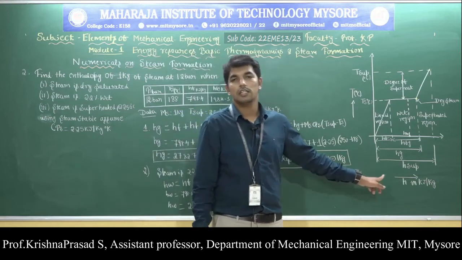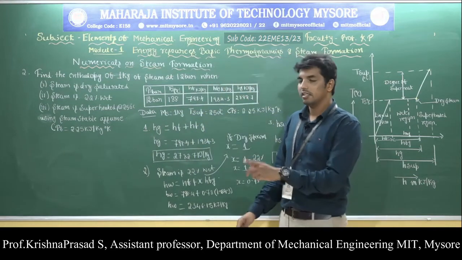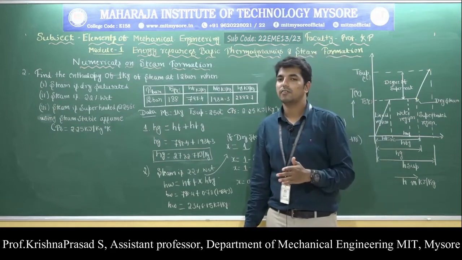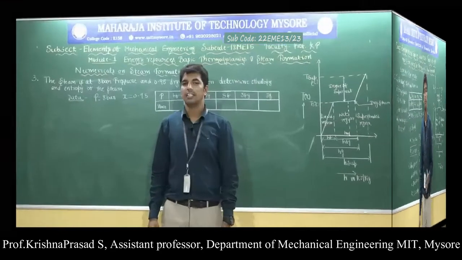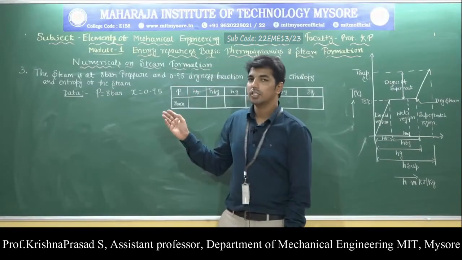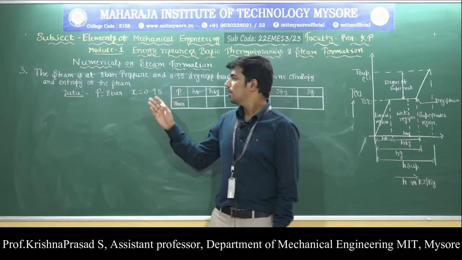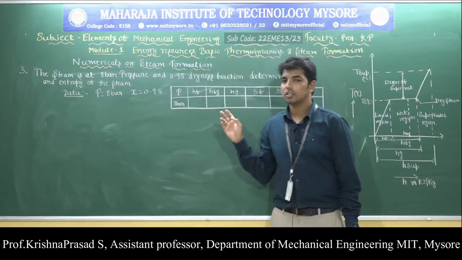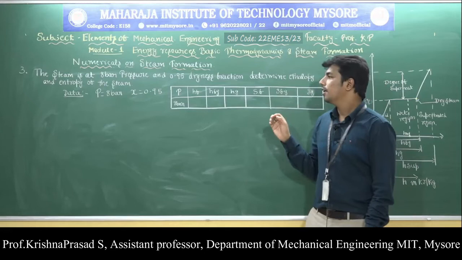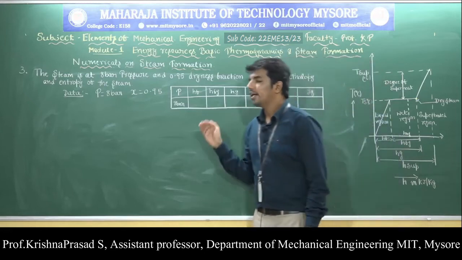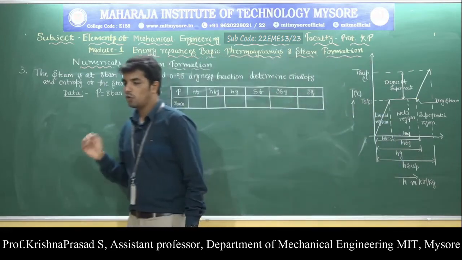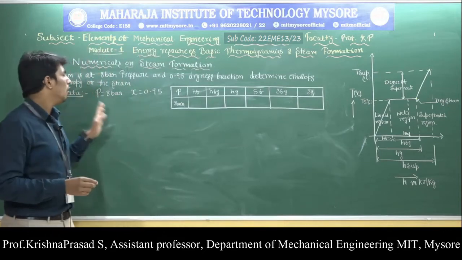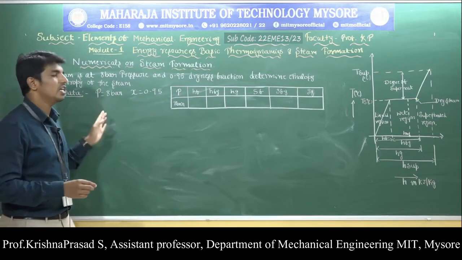So this is regarding the enthalpy of the steam at three different conditions: the dry saturated state, the 22% wet state, and the superheated state. The next problem in steam formation and its properties: here the steam is at 8 bar pressure and the dryness fraction is equal to 0.95. Determine the entropy and enthalpy of the steam. Again in this problem they have mentioned the pressure of the steam, it is at 8 bar pressure.